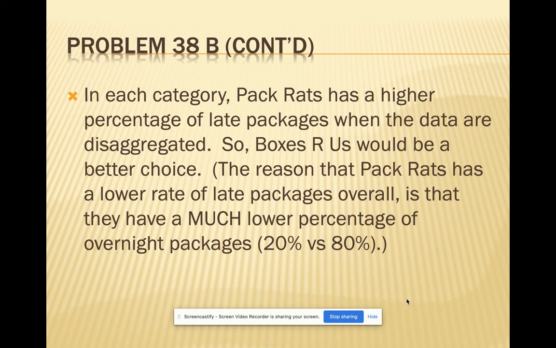And the reason for that is because Pack Rats has a much lower rate of late packages overall. It's because they had a much lower percentage of overnight packages. 20% of all their packages were overnight versus 80% for Boxes R Us. So actually, when the data are what we call disaggregated, broken down according to categories of an important variable, then we see that there is actually a reversal of what we first thought was the better company.